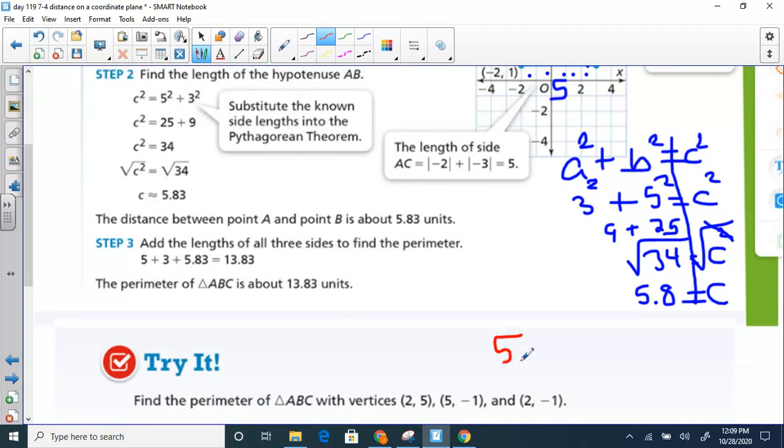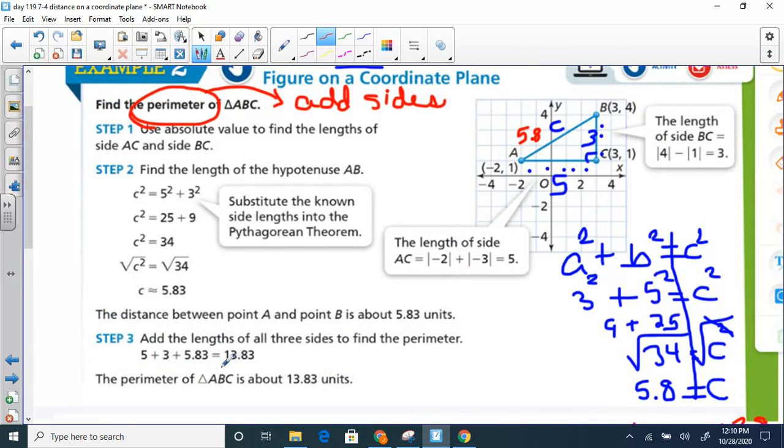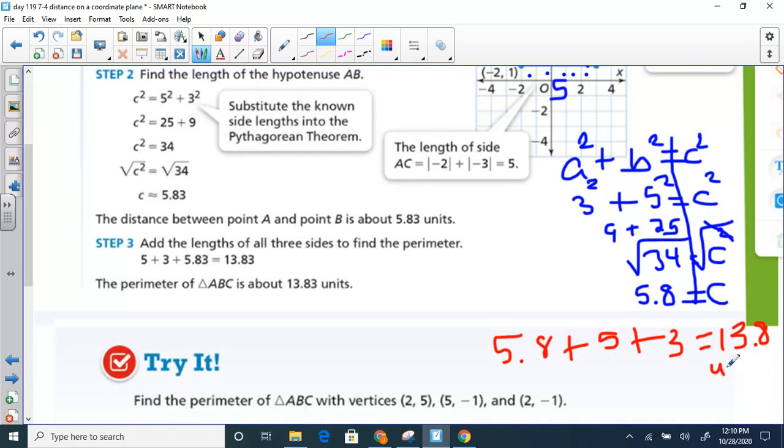So I'm going to add 5.8 plus 5 plus 3. And so I end up with, now here's where you kind of use the associative property here. 5 plus 5 is 10, 11, 12, 13.8. So you can group these together so you could do the math in your head if you need to. And this is 13.8, and I don't see any feet, inches, centimeters, so I'm just going to write units or blocks. Either one is fine. And that's my perimeter.